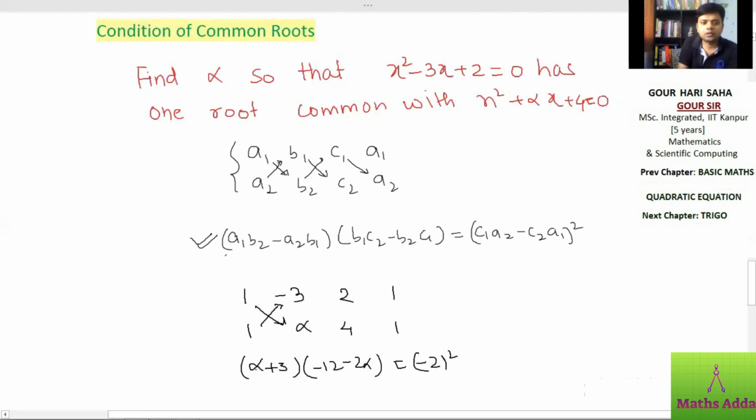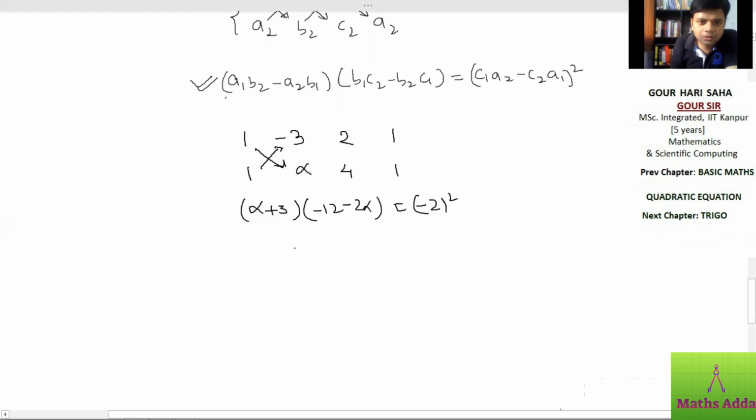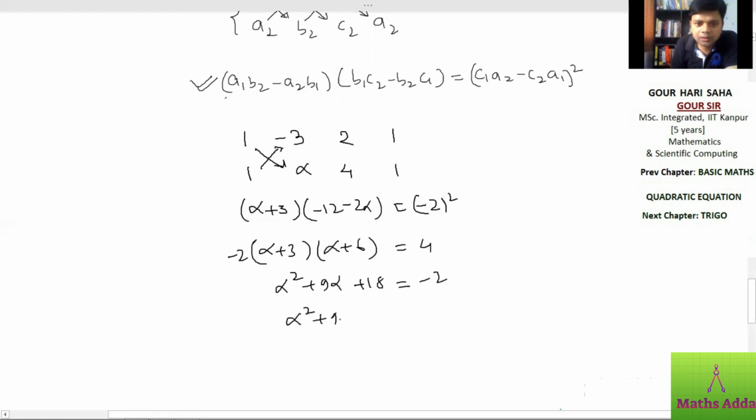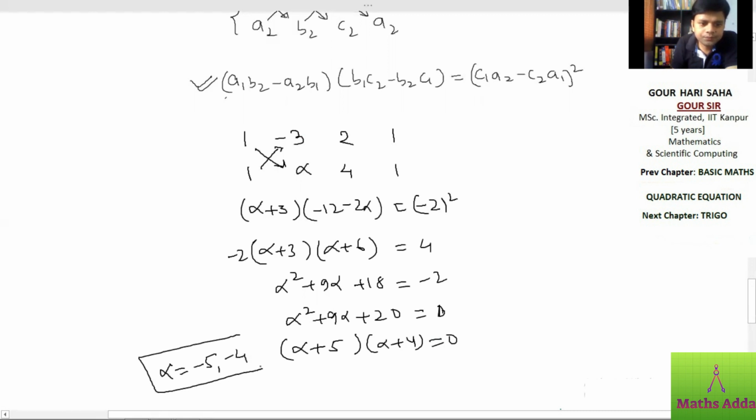You need to simplify it. So how to solve this? Take the minus 2 common, this is alpha plus 3 into alpha plus 6 minus 2 here and 4 here, right? So bring minus 2 this side, this is alpha square plus 9 alpha plus 18 is equal to minus 2. Alpha square plus 9 alpha plus 20 equal to 0. So alpha plus 5 into alpha plus 4 equal to 0. Alpha is equal to minus 5, minus 4, right?